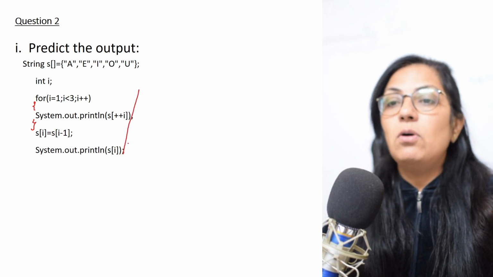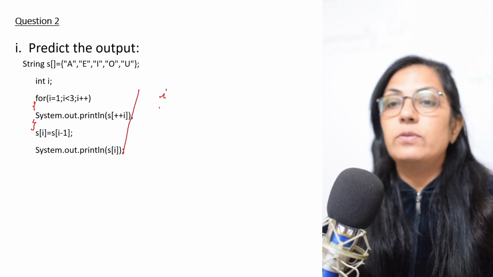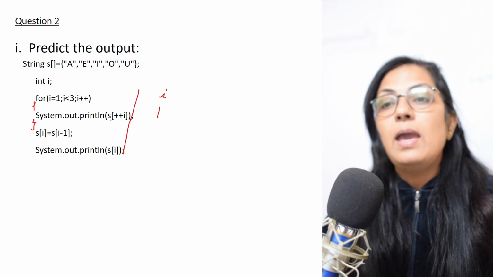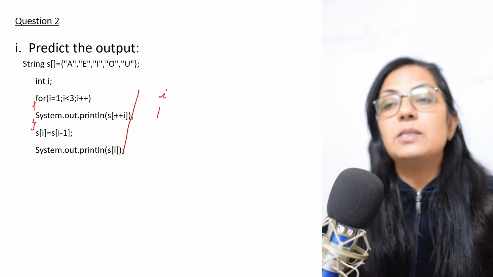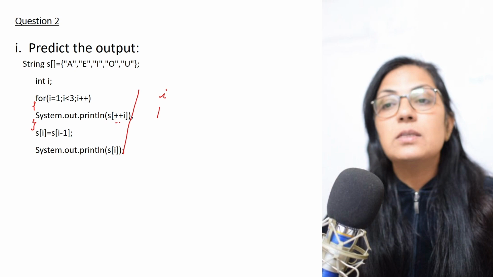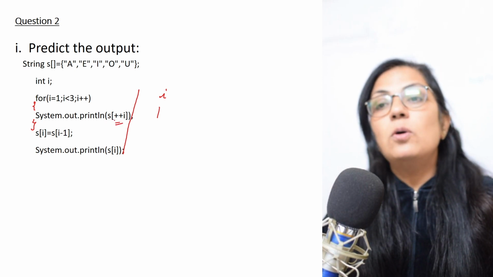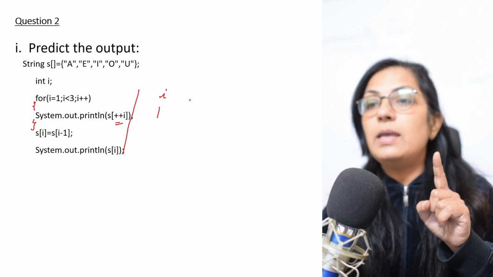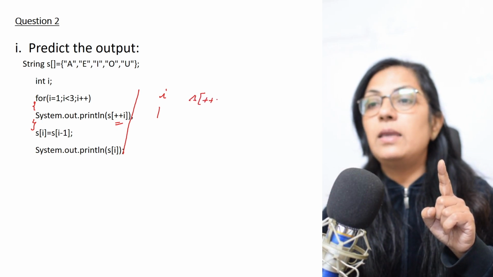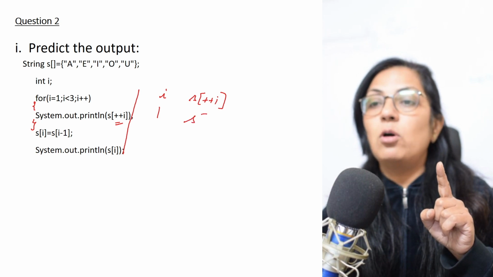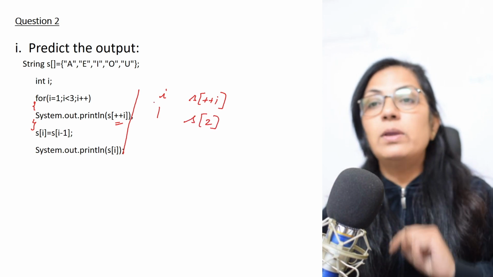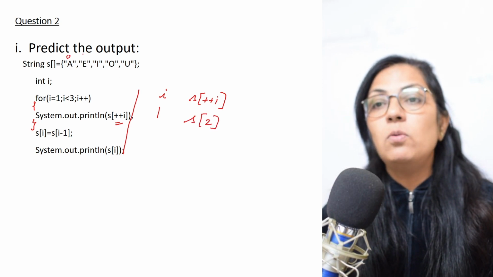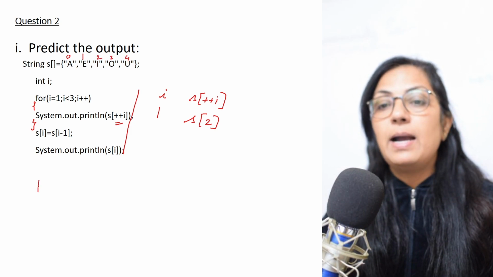When the value of i is 1, s print ln s of plus plus i. This is what? This is pre-increment. So what will the value of i become? Plus plus i, i is 1. So what will s of plus plus i become? S of 2. What is the value of s of 2 here? 0, 1, 2, 3, 4. So the output will be i, right? This i will be displayed over here.